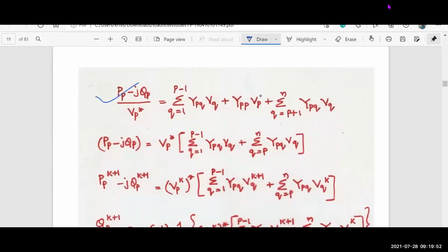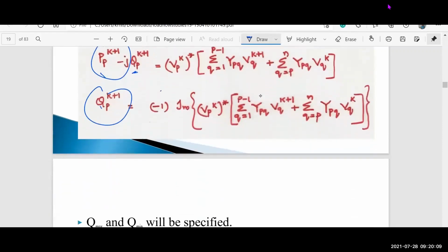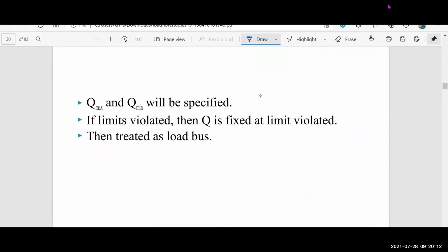Similarly, you have to find P and Q in this particular segment. This will be multiplied over here, and you will get P and Q. P will get all the positive parts, and Q would be all the negative parts. Means the imaginary segment will be in Q and the positive part would be in P, right? Q max and Q min will be specified.